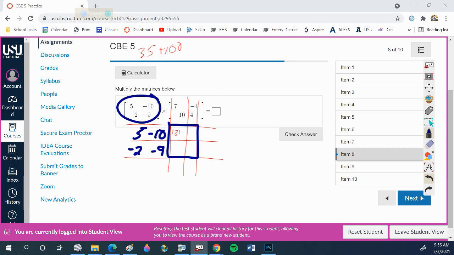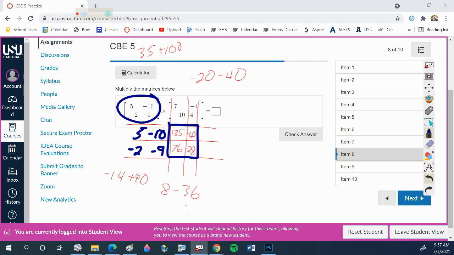So this is 135. The next one would be 5 times negative 4, which is negative 20, minus 40 is negative 60. Negative 2 times 7 is going to be negative 14, plus 90 is 76. And then negative 9 times negative 4 is 36. Oh, sorry. Negative 2 times negative 4 is 8. Minus 36 is going to be 28. Negative 28. Like that.